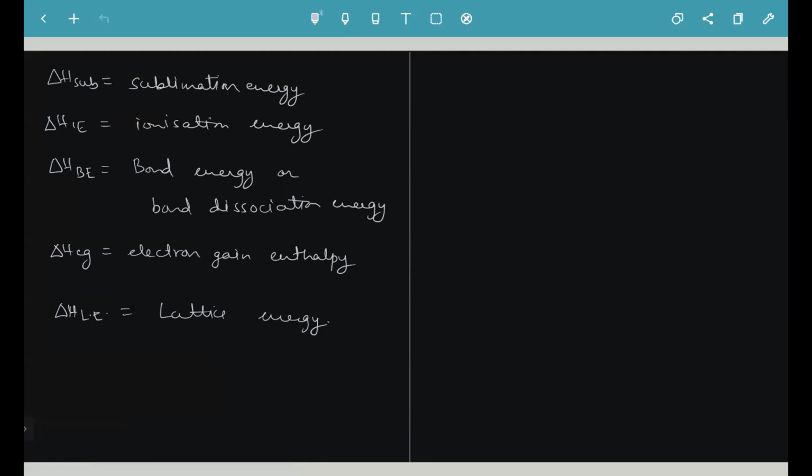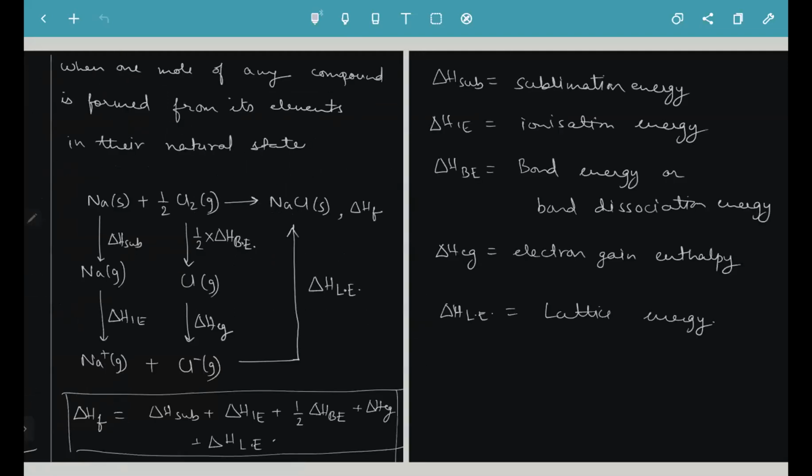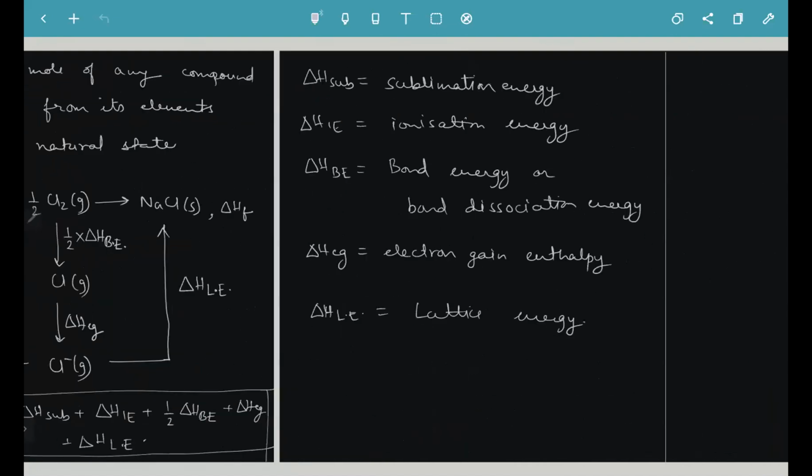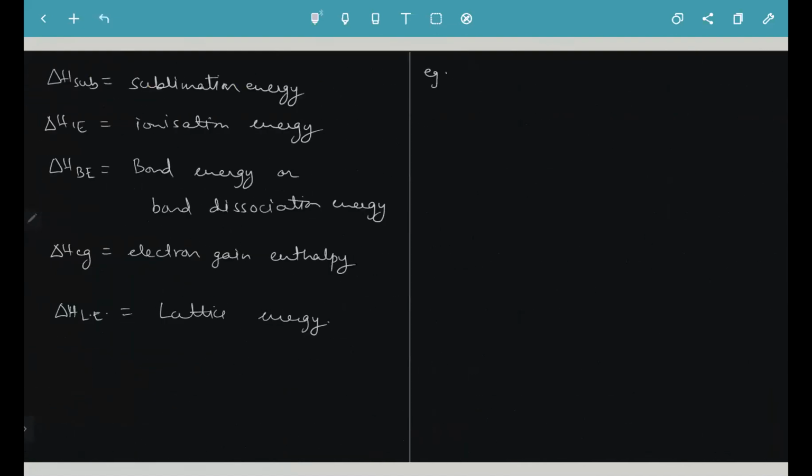Just keep in mind that for different ionic compounds, the coefficients for sublimation energy, ionization energy, bond energy, etc. may be different. So for example, let us draw the Born-Haber cycle for Al2O3. We have to represent formation of 1 mole of Al2O3 solid from its elements in their natural state. Aluminum's natural state is solid, oxygen's natural state is gaseous. We'll write the reaction as 2Al plus 3/2 O2 gaseous, giving Al2O3 solid.